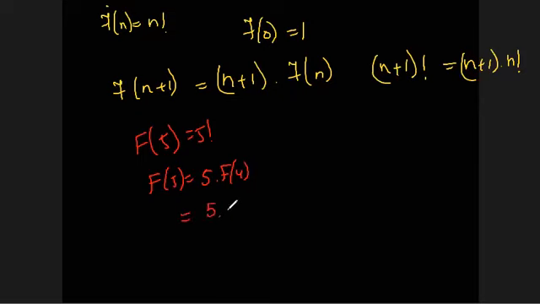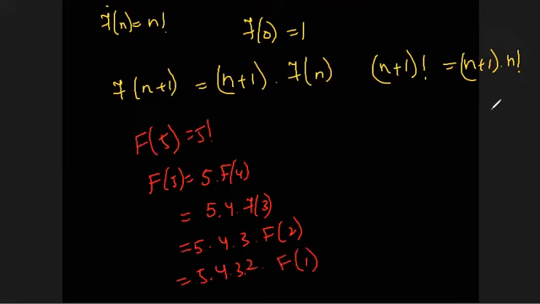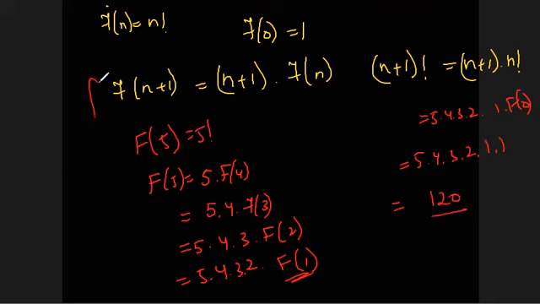f(4) can be written as 5 into 4 into f(3). Then f(3) is written as 5 into 4 into 3 into f(2). After that, 5 into 4 into 3 into 2 into f(1). And then 5 into 4 into 3 into 2 into f(1) will be 1 into f(0). So 1 into f(0). This is simply 5 into 4 and 1 into 1, which will be equivalent to 120. So this entire process is known as inductive definition or inductive procedure.